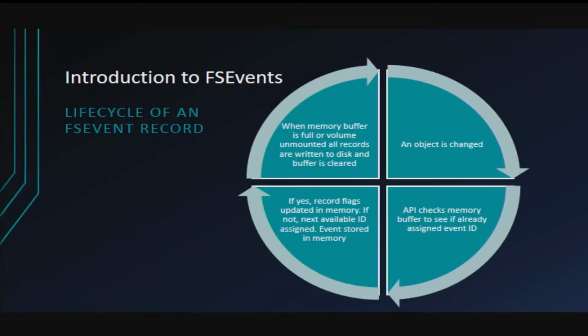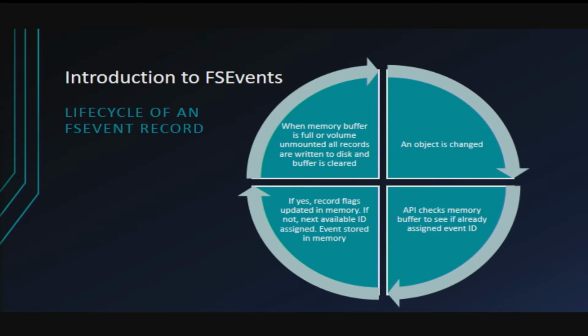So let's look at the life cycle of an FSEvent record. This will help in understanding exactly what's going on behind the scenes from a high-level perspective, of course. FSEvents are initially stored in memory. When an object receives a change, the FSEvents API checks to see if it was already given an ID within memory based off of its relative full path. If it has not, it will assign the next available event ID and add it to memory.